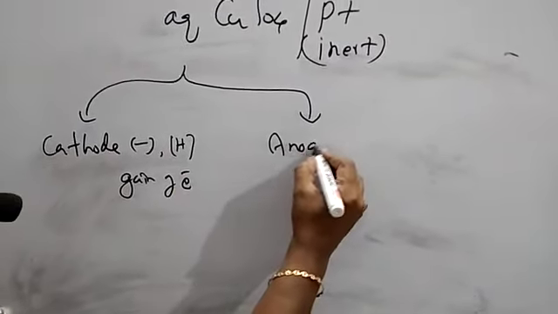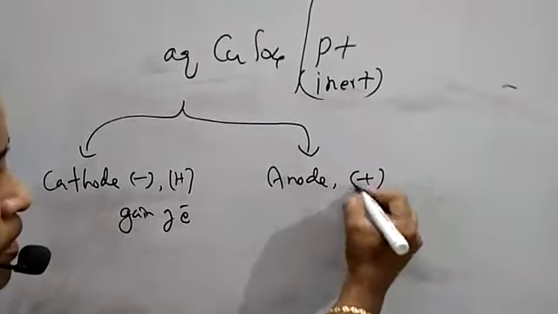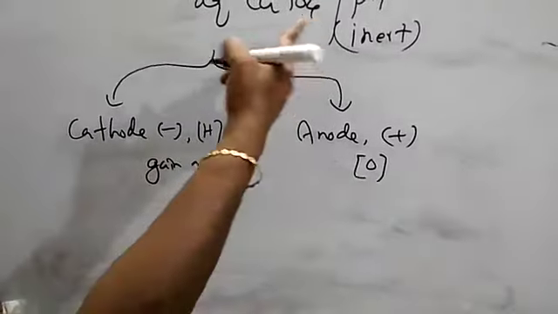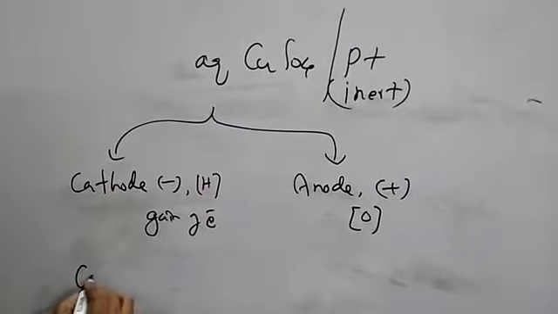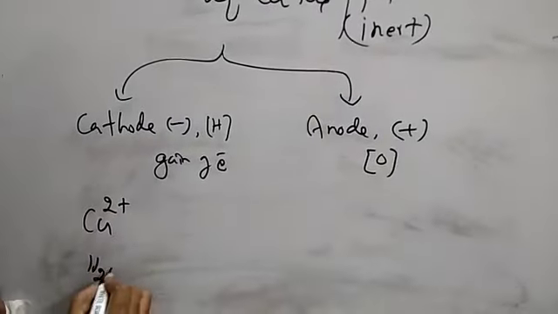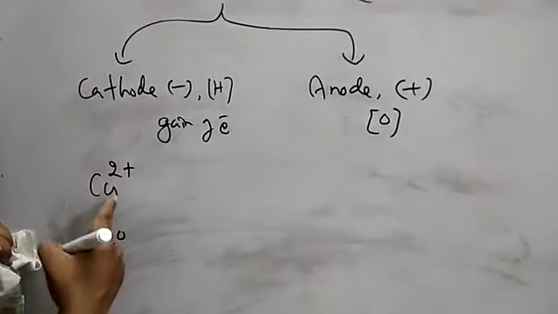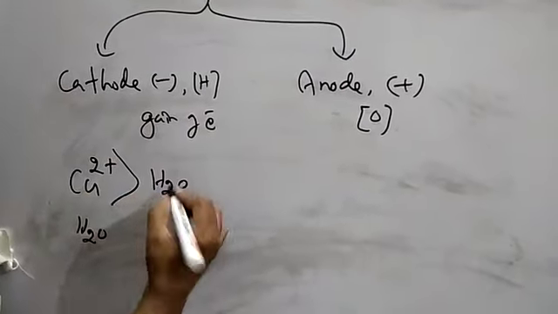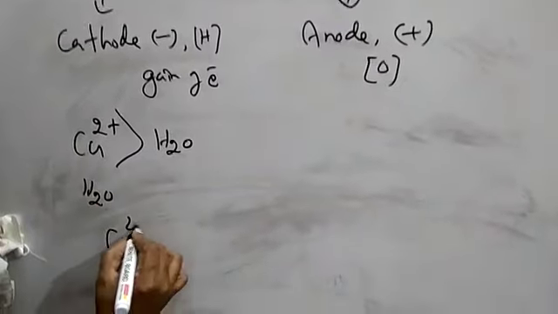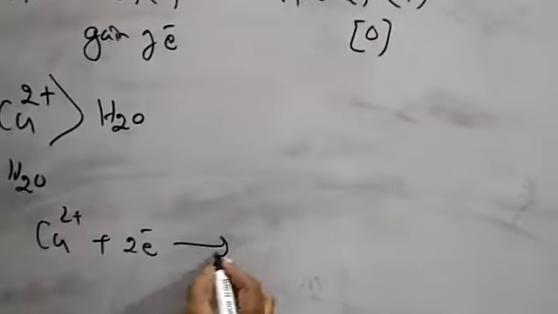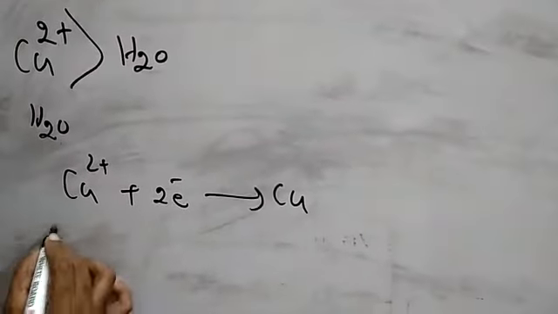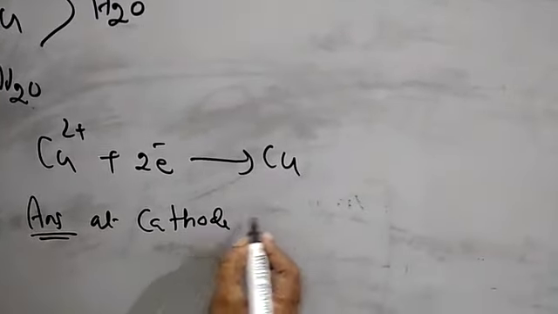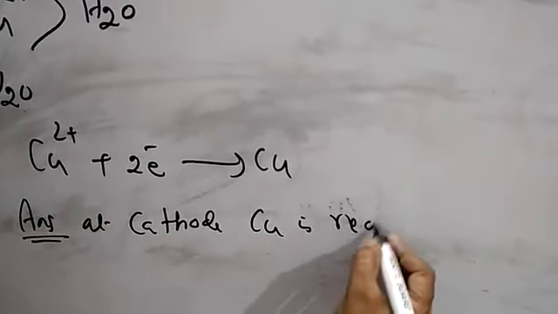Now here, anode. Here it is the positive sign, and what is going on is oxidation. Now let us see, at the cathode, the cations are copper and water. The reduction potential of copper is greater than your water. So what reaction is going on? Copper 2 plus plus 2 electron gives copper. So that is the answer: at the cathode, copper is reduced.